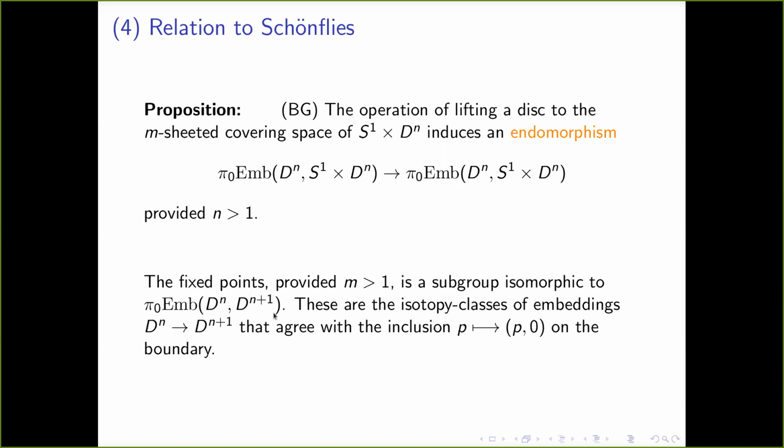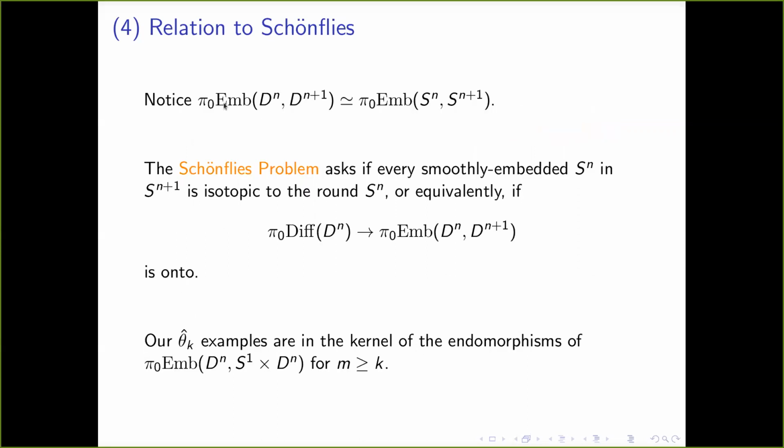And this is the most important group from the point of view of the Schoenflies problem. So this is embeddings of Dn in Dn plus 1, where the boundary is the standard linear embedding. And what do I mean? So pi0 of this space of embeddings is isomorphic to pi0 of embeddings of Sn in Sn plus 1. So the Schoenflies problem asks if every embedding of that sort is in the image of this inclusion, right? If every embedding is just a reparametrization of the standard linear embedding.